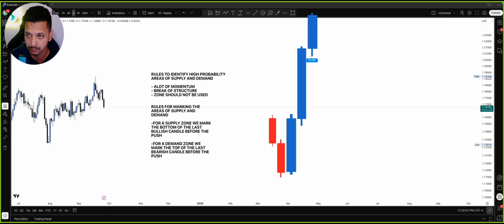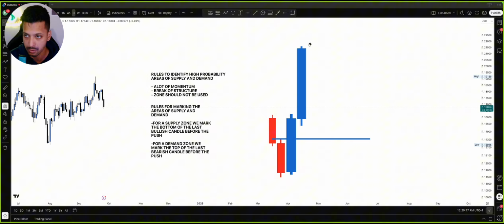Okay, so when we read this, for a demand zone, we mark the top of the last bearish candle before the push. The push started right here. The last contrary candle, which was this bearish candle right here, we will mark the top of the wick, not the body. Remember that. It's only going to be the top of the wick. So this is going to be our demand zone. So now you guys know how I draw these zones.